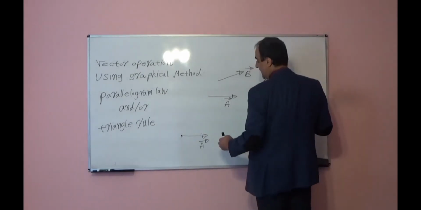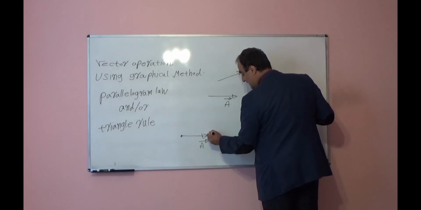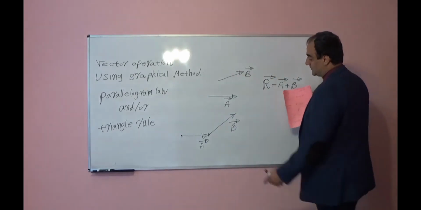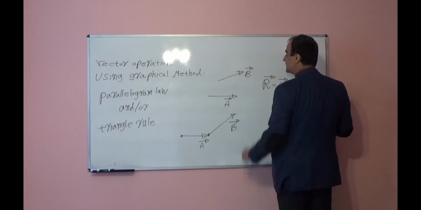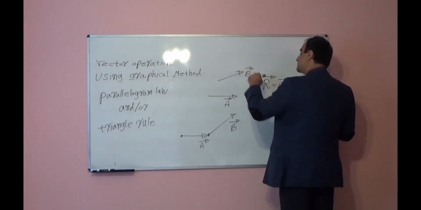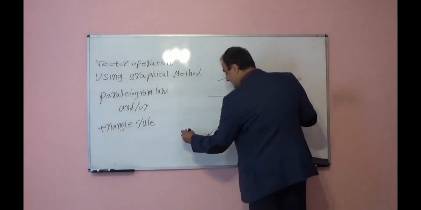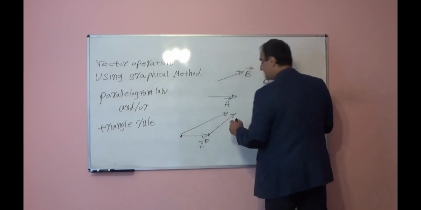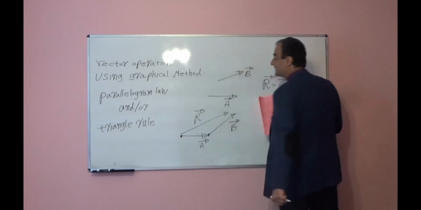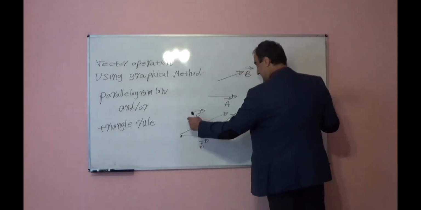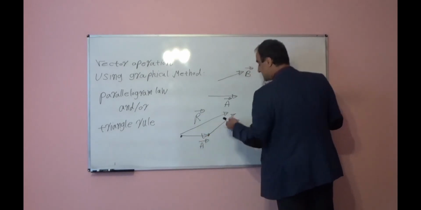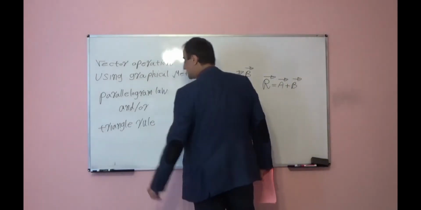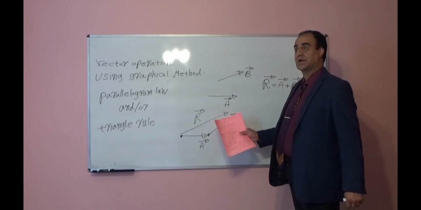From the head of this vector A, you will put the tail of vector B, and you will draw another vector identical to vector B. So again, the length or magnitude should be equal to the vector B, and the sense of vector should be in the direction of vector B. Another vector which attach the tail of vector A to the head of vector B, it will be resultant vector R. So here resultant vector R is equal to vector A plus vector B. Here you see the shape we have, it is triangle. So we add two vectors using triangle rule.